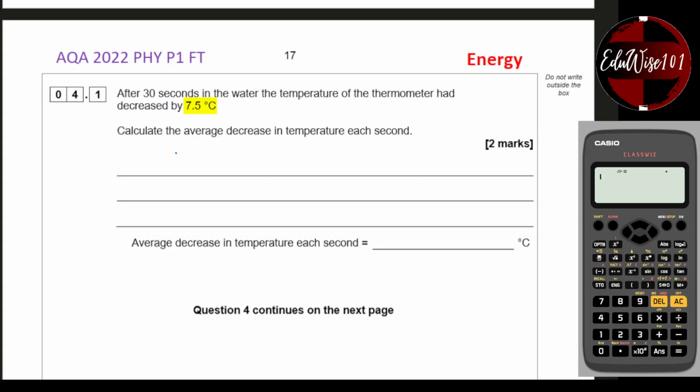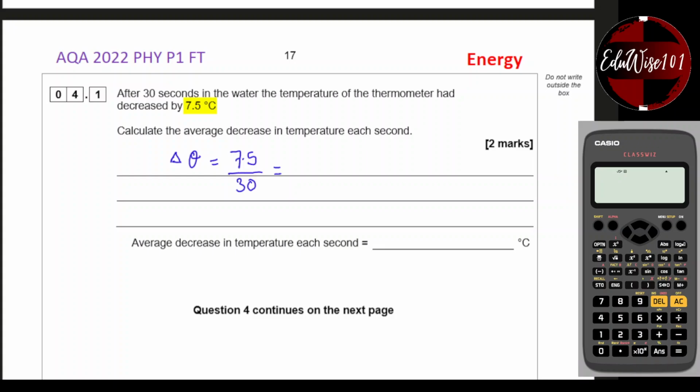the average decrease in temperature, it's usually given as delta theta. Theta is the temperature symbol. That small triangle shows a change in, right? So it dropped by 7.5 degrees and it took 30 seconds. So I'm going to divide it by 30.